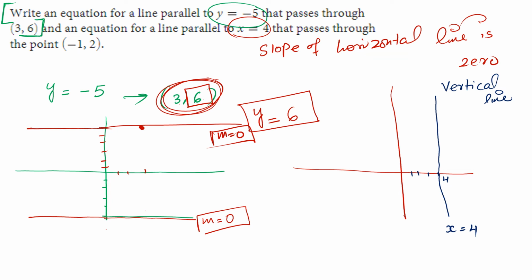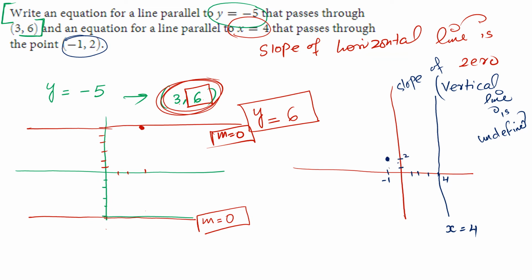Now, the slope of a vertical line is undefined. Remember, the slope of a vertical line is always undefined. Okay, make a parallel line that passes through (-1, 2). So here is -1 and here is 2. So (-1, 2) is here.